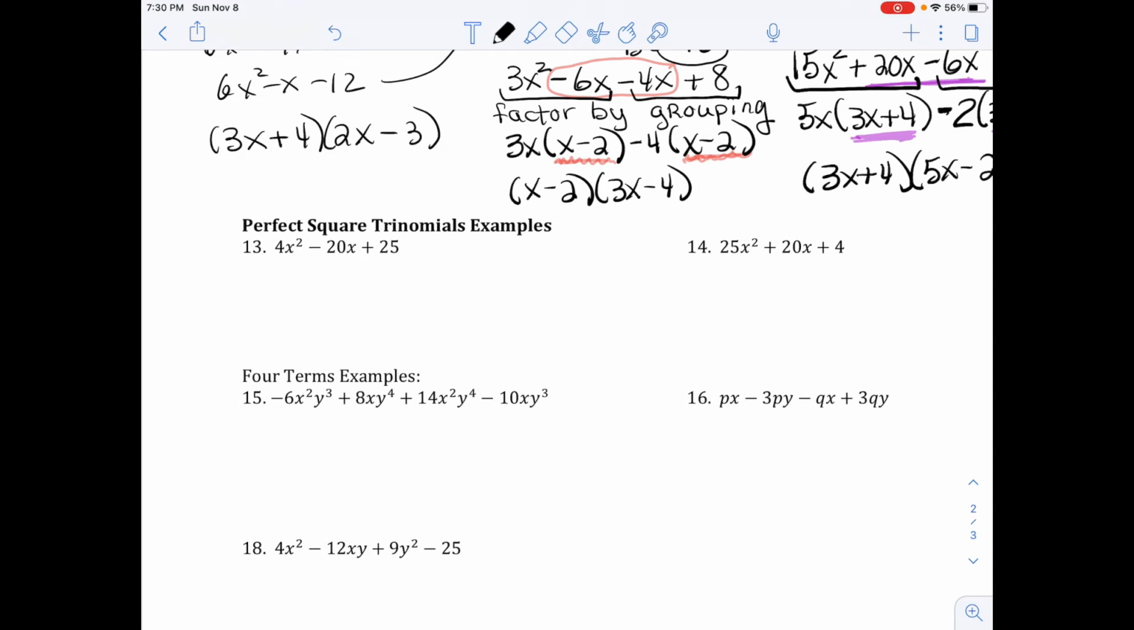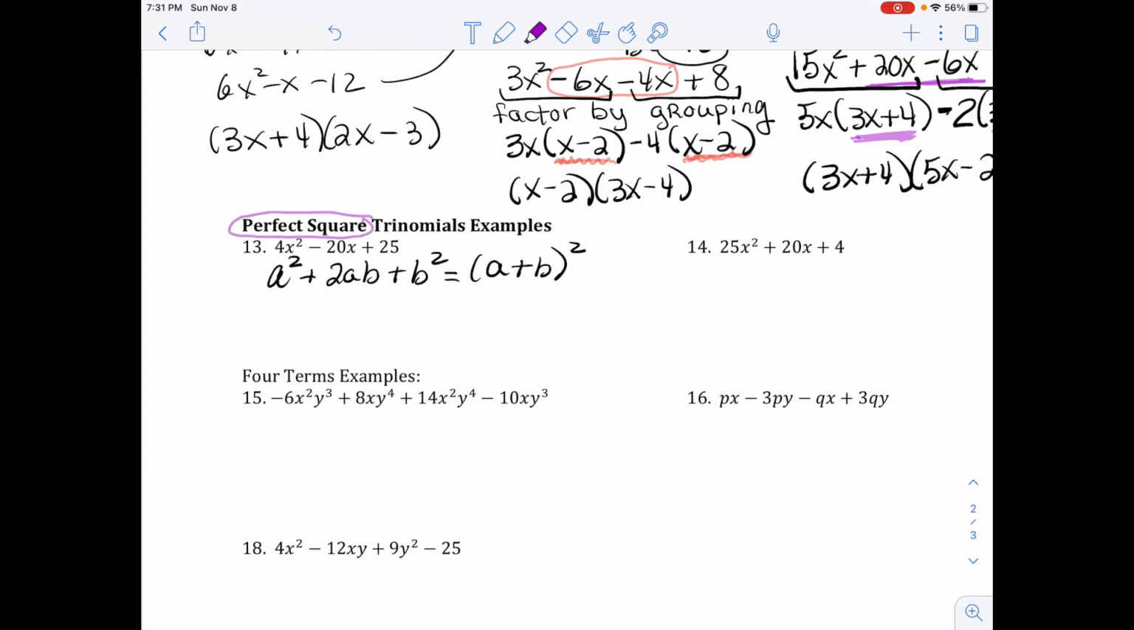Perfect square trinomial examples. These are by far the easiest to factor because there is a pattern, and if you recognize the pattern, then it's just straight up put it into the pattern. So a squared plus 2ab plus b squared will always factor into a plus b squared. Always.